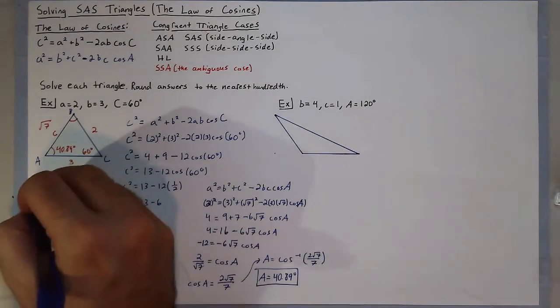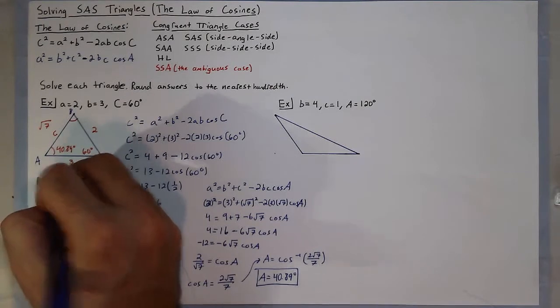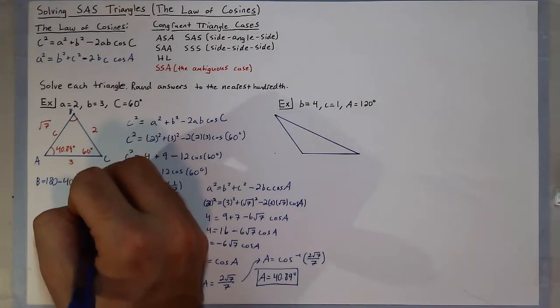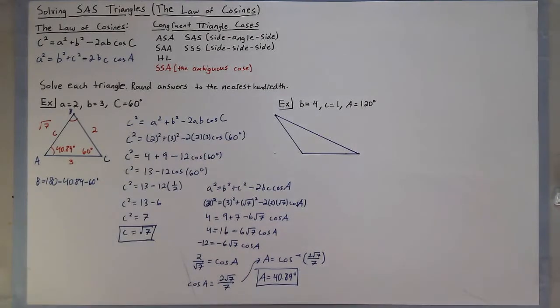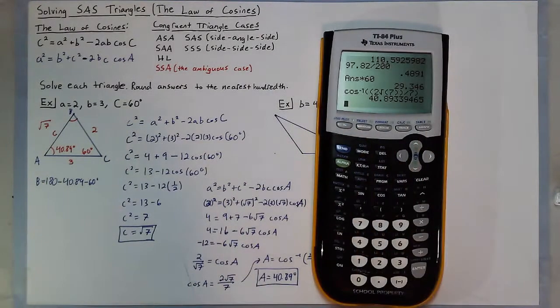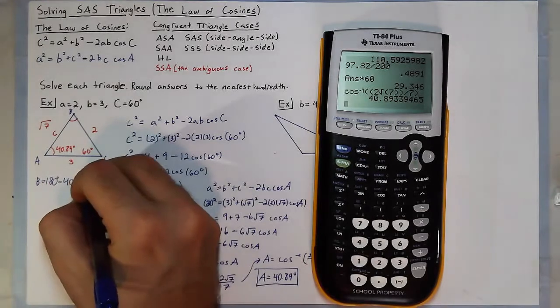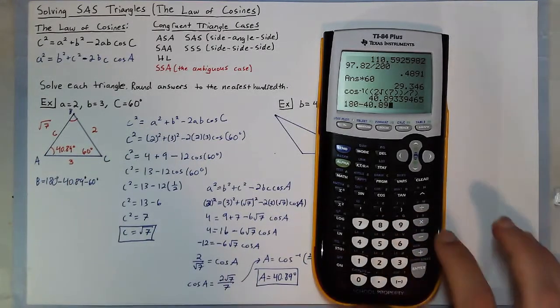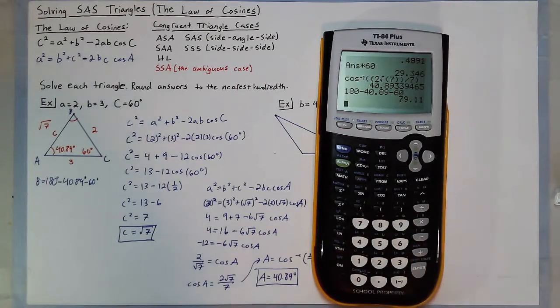So B is equal to 180 minus 40.89 minus 60 degrees. All of these are degrees. So 180 minus 40.89 minus 60 gives me 79.11 degrees.